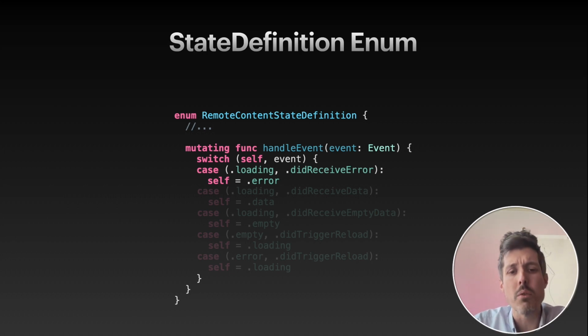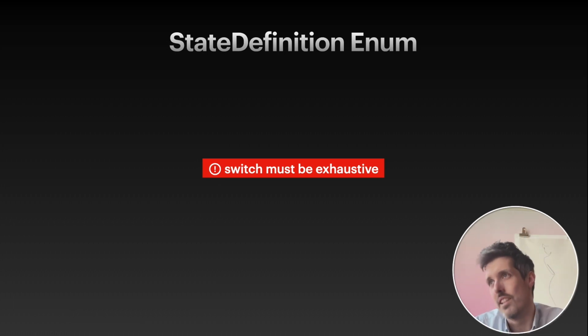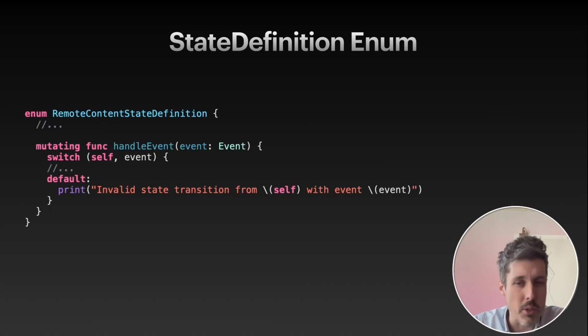Now, if you were to try to make this compile, you would get an error, which says switch must be exhaustive. There are a few ways to handle this. The first would be to exhaustively list every combination of state and event, but in our case, we're simply going to use a default label to handle all the unused cases.